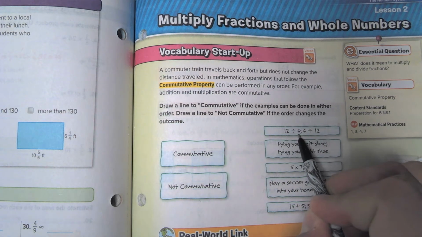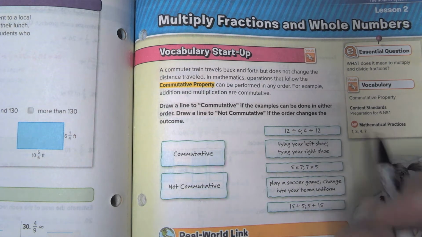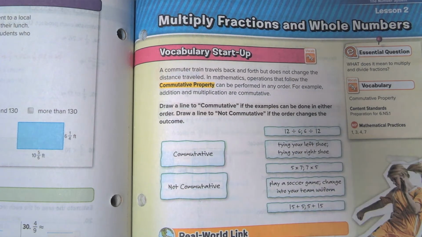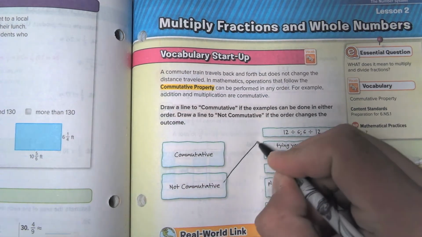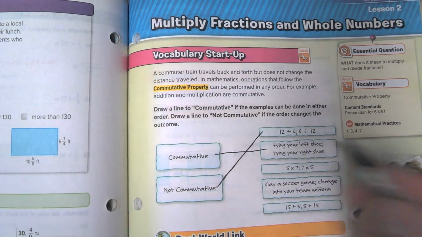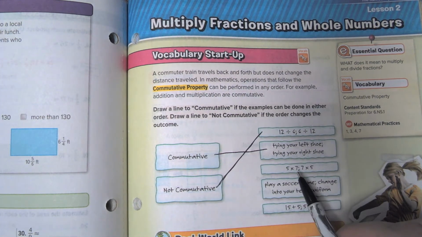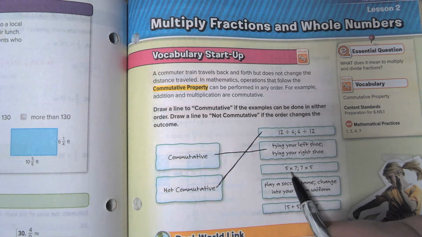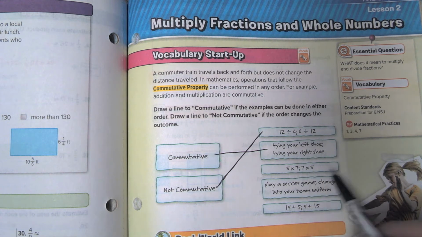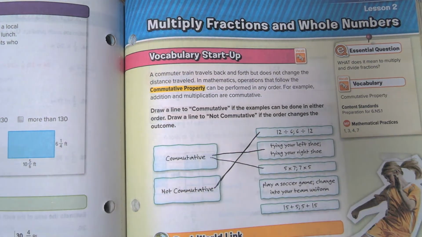If we do 12 divided by 6 and 6 divided by 12, those are two different answers, because 12 divided by 6 is 2 and 6 divided by 12 is 1/2. So that is not commutative. Now, tying your left shoe and then tying your right shoe. Does the order matter on that? No, because you're still getting the same outcome. Your shoes are just going to be tied. The next one is 5 times 7 and 7 times 5. 5 times 7 is 35, 7 times 5 is 35. So the order changed, but the answer didn't change, which means it's commutative.